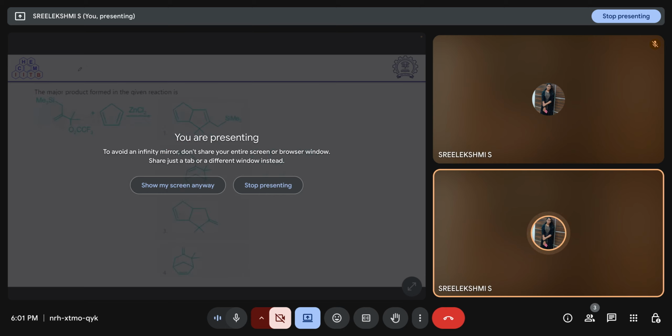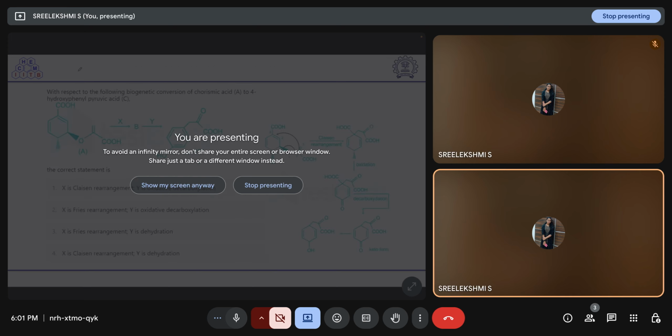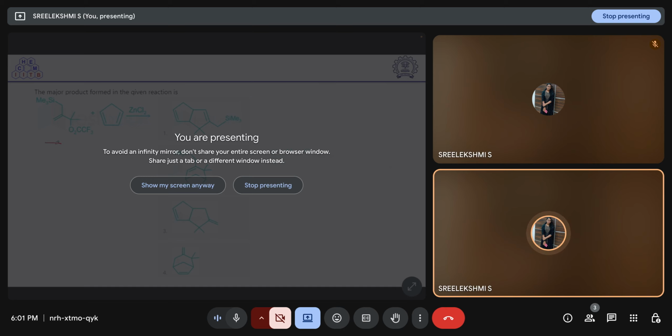Okay, so this is the next question. This silyl compound, upon treatment with cyclopentadiene in the presence of zinc chloride, which will be the major product here.